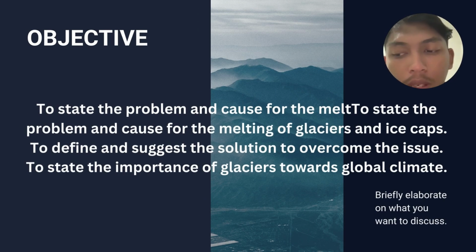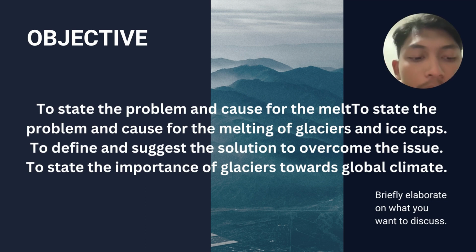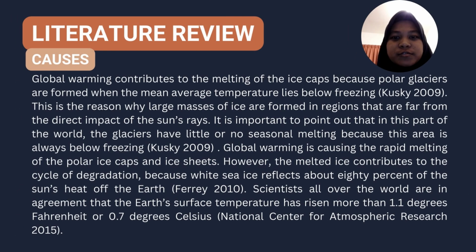Next, we move on to the objectives of the report. The objectives of the report are divided into 3. Okay, the first one is to state the problem and causes for the melting of glaciers and ice caps. Second, to define and suggest solutions to overcome the issue. And lastly, to state the importance of glaciers towards global climate. Next, the literature review.